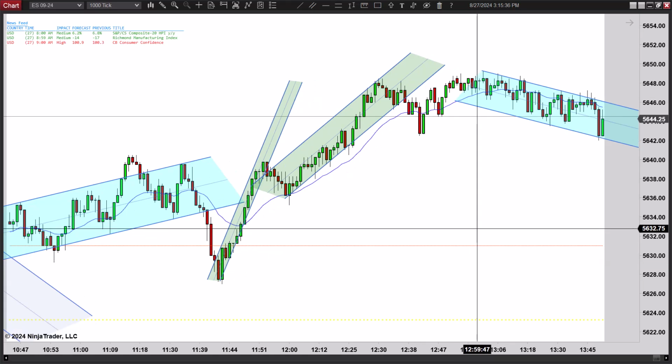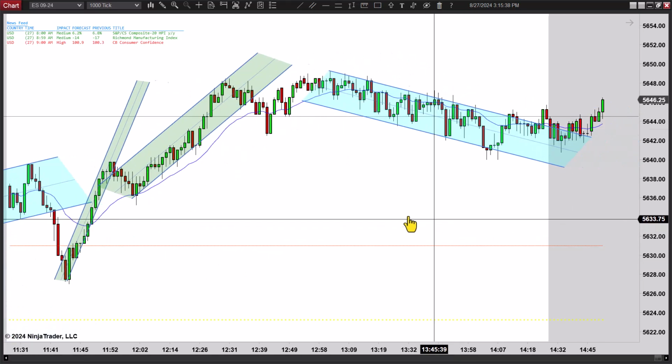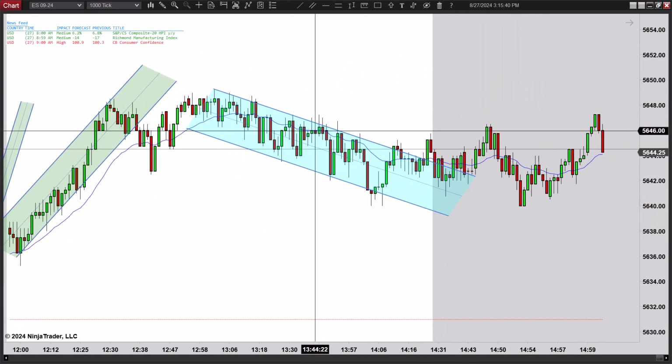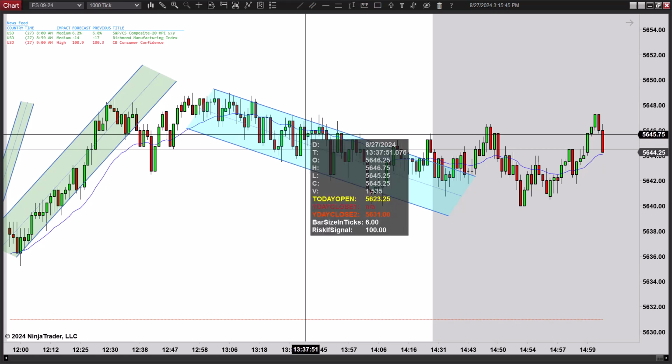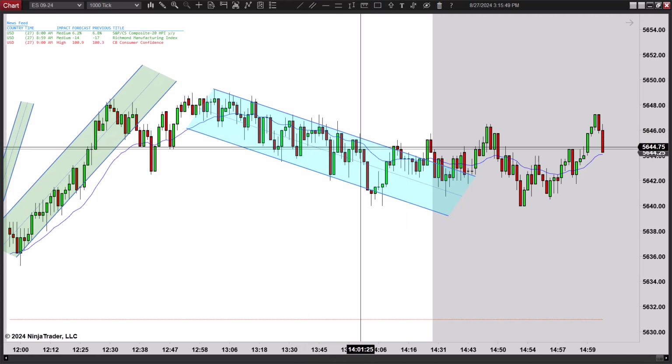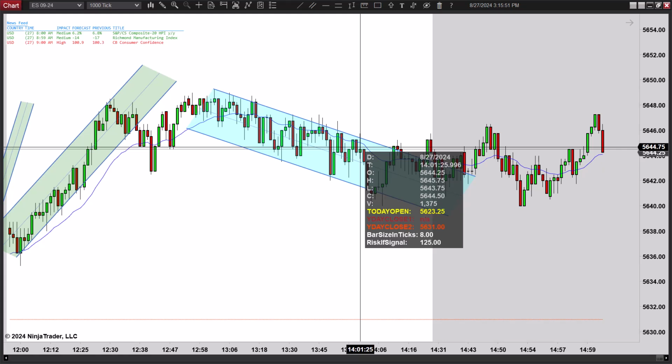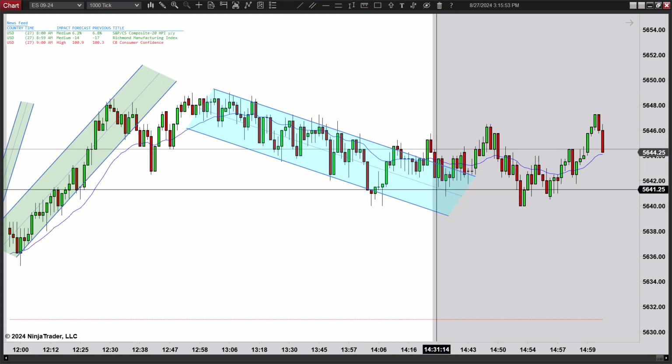So it does seem to make the signal bars a little smaller. There was one here. 6 ticks. I'm on the right one. 6 ticks, yep. We talked about that one. 8 ticks.